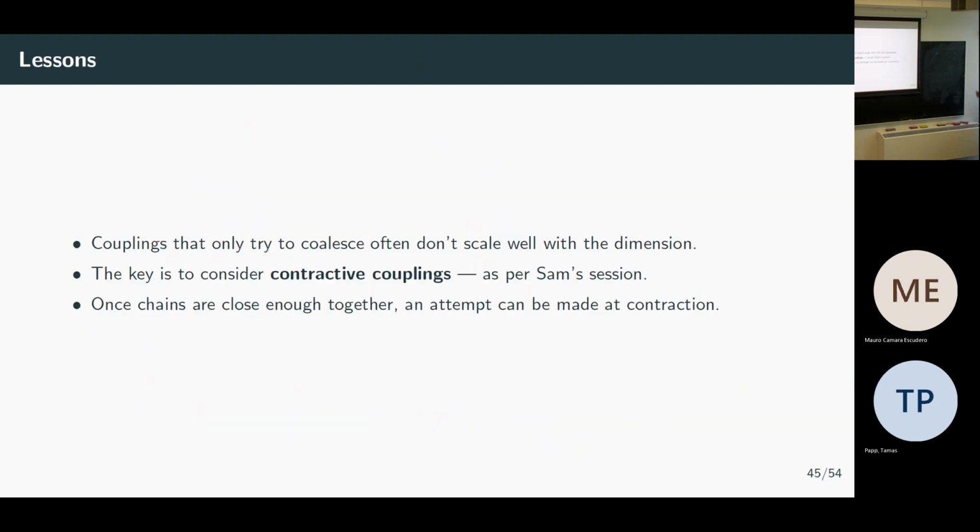The lesson here is that couplings that only try to coalesce often don't scale well with the dimension. Instead, you need to consider contractive couplings like Sam did, and those do get much better performance. Once the chains are close together, as you bring them together by this contractive coupling, you can make an attempt at coalescence instead of contraction. Basically, you try to make them meet when they're close together. When they're not close together, just use something that brings them close together.